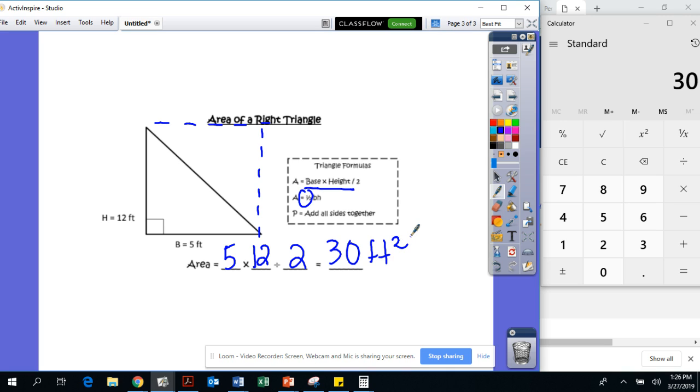Again, a common mistake is for students to forget this step of dividing by 2. Practice with your child at home.